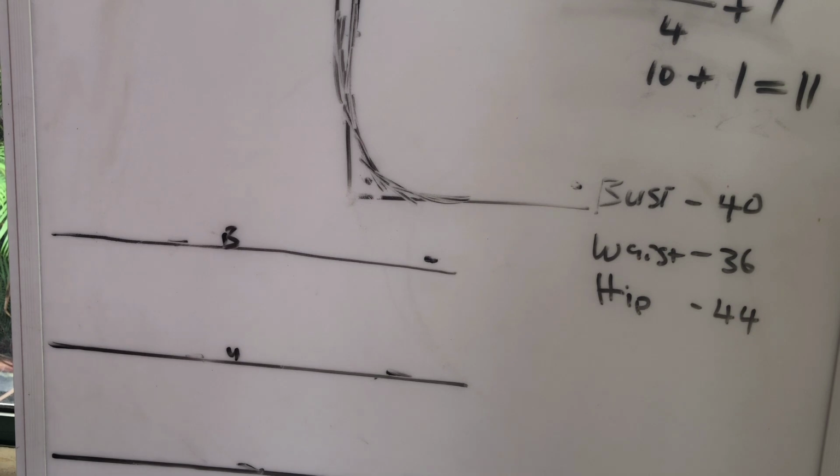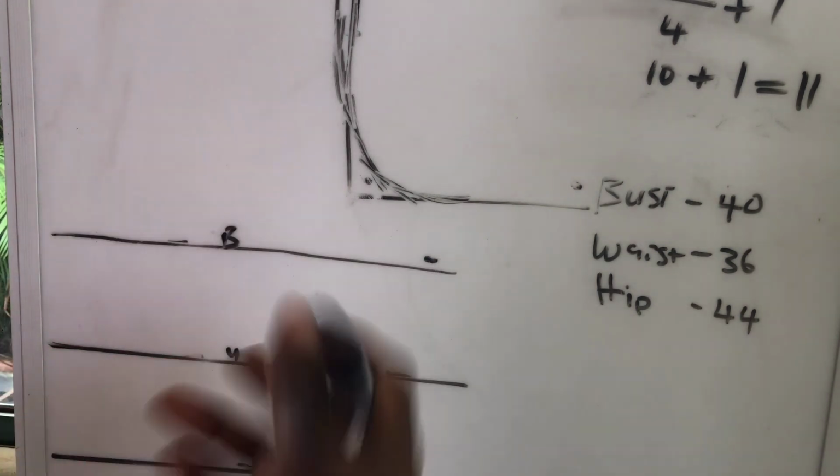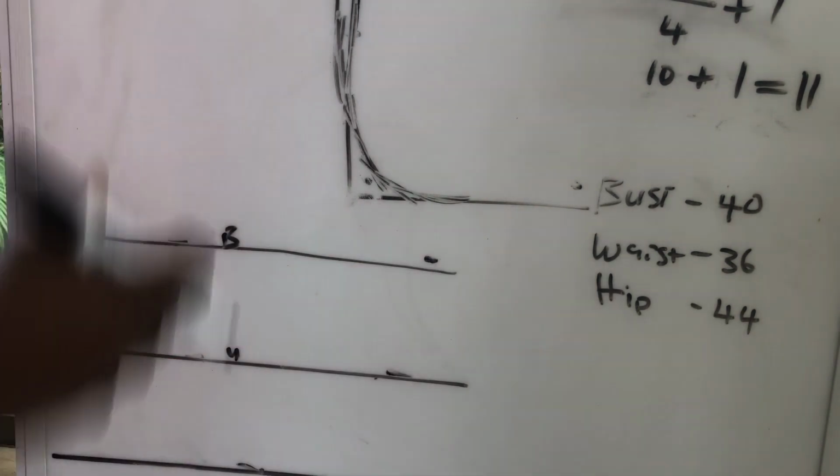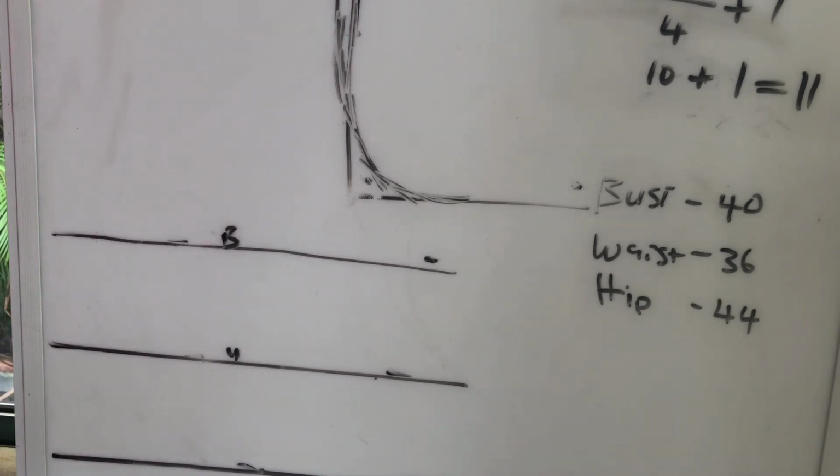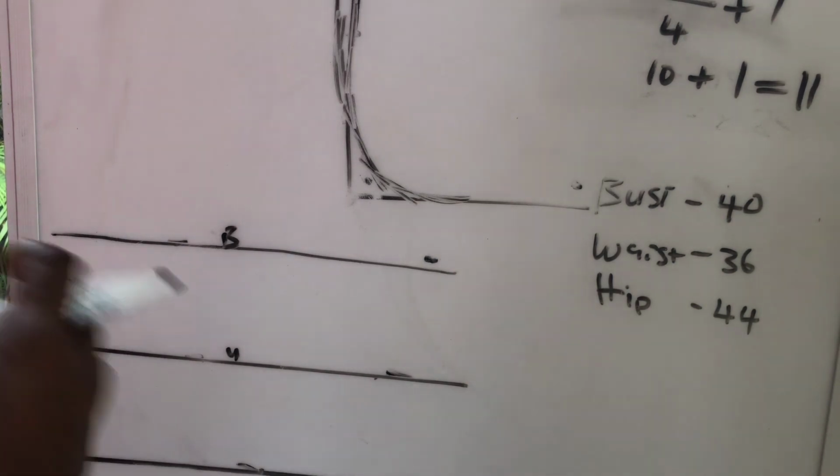Then you start applying your horizontal measurements. You have gotten all your vertical measurements. Now bust divided by 4. 40 divided by 4 is equal to 10. 10 plus say 2 inches allowance is equal to 12, and then you mark your 12.